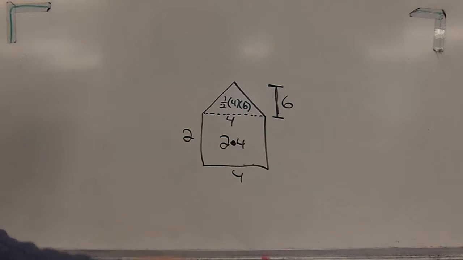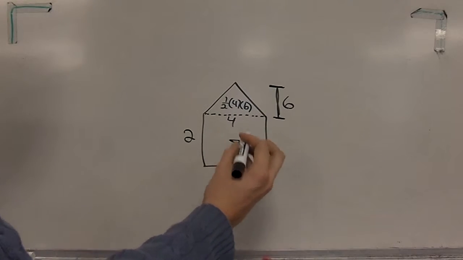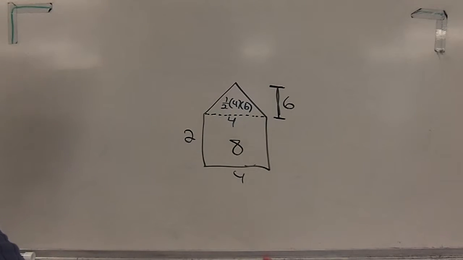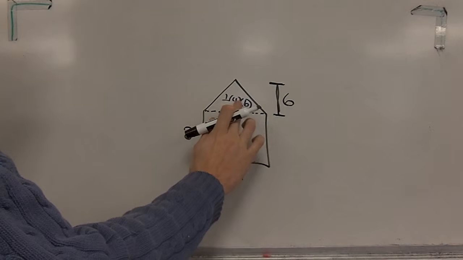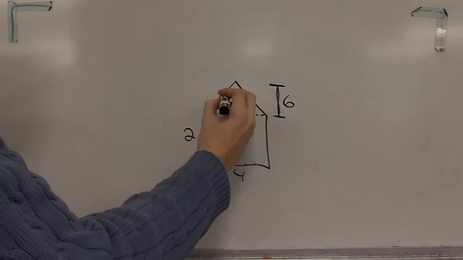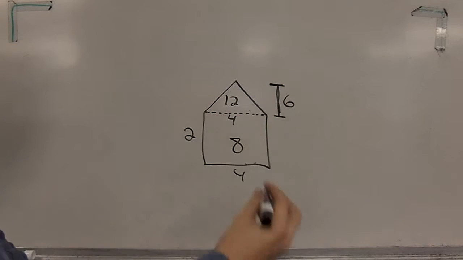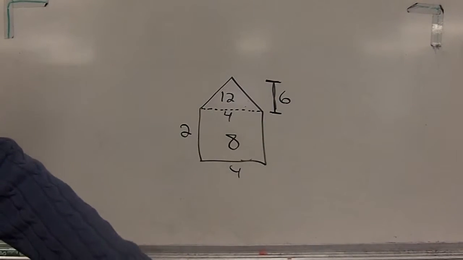So if you actually do the math out, 2 times 4, you have an area of 8 inches squared or feet squared or whatever it may be. Up here, 1/2 times 4 is 2. 2 times 6 is 12. And so you actually have an area in the triangle of 12 inches squared or feet squared or miles squared, whatever unit of measurement you're using.